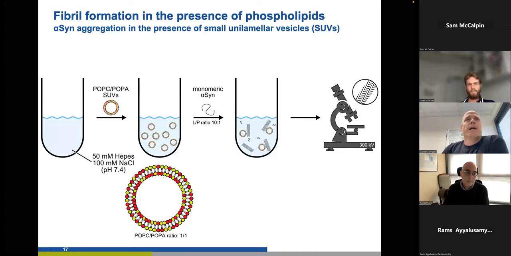So the whole sample preparation was done in Göttingen, where they prepared small unilamellar vesicles, SUVs, of a mixture of POPC and POPA lipids. So we have these small vesicles here, and then add monomeric alpha-synuclein in a lipid-to-protein ratio of 10:1, and then let the fibrils grow, and then we look at the fibrils with cryo-EM.